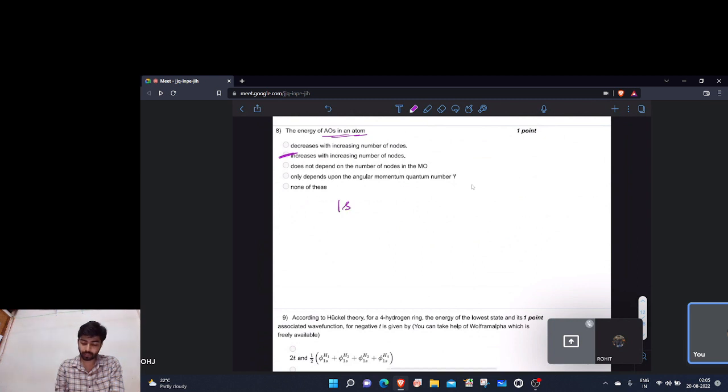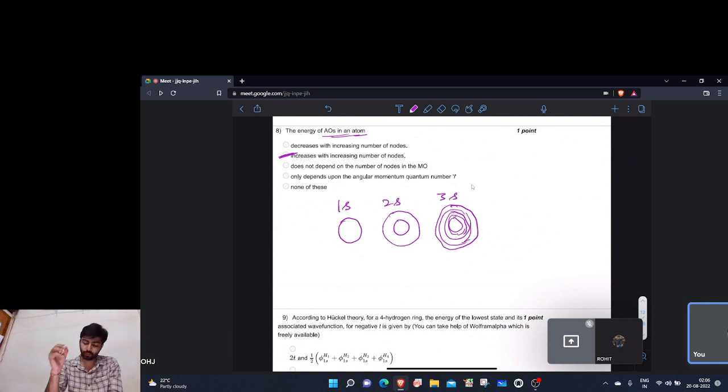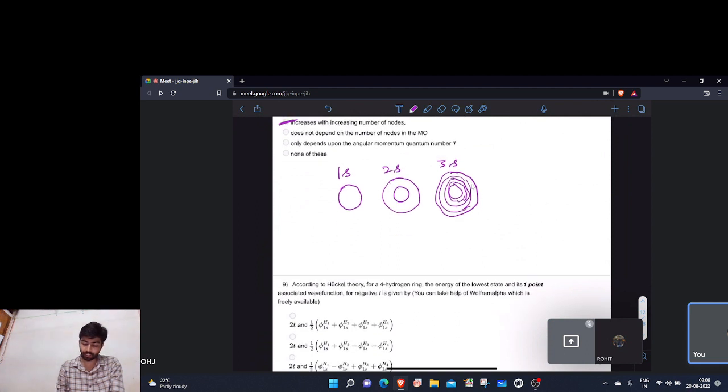One can also take this example as 1s, 2s, 3s. So if you increase the number of nodes in the system, 2s has one node, one nodal plane. This is 1. 2s would have this. 3s would have 2 nodes, this area and this area. So if you increase the number of nodes in the system, the energy of those atomic orbitals also increases. So, this is a very simple fact.